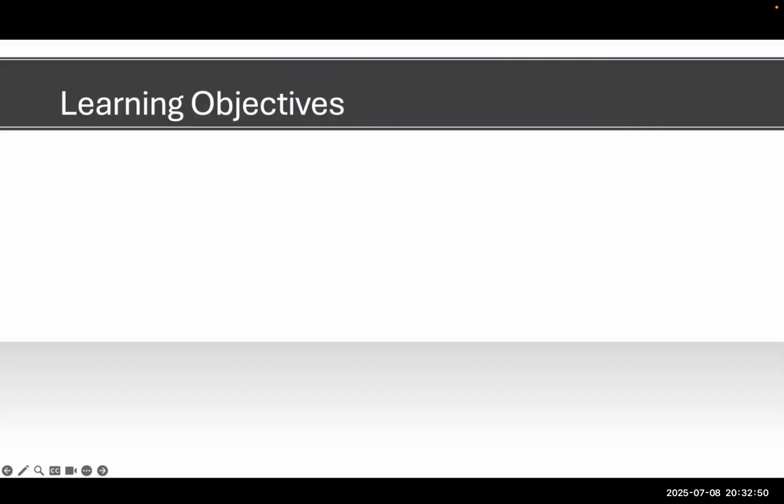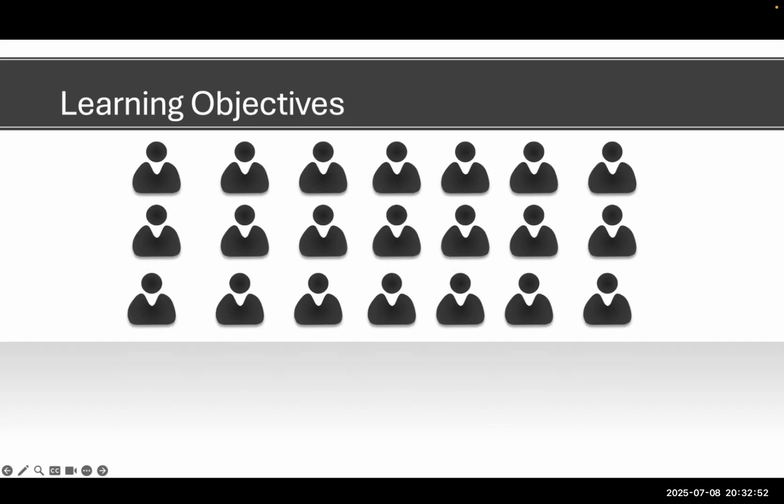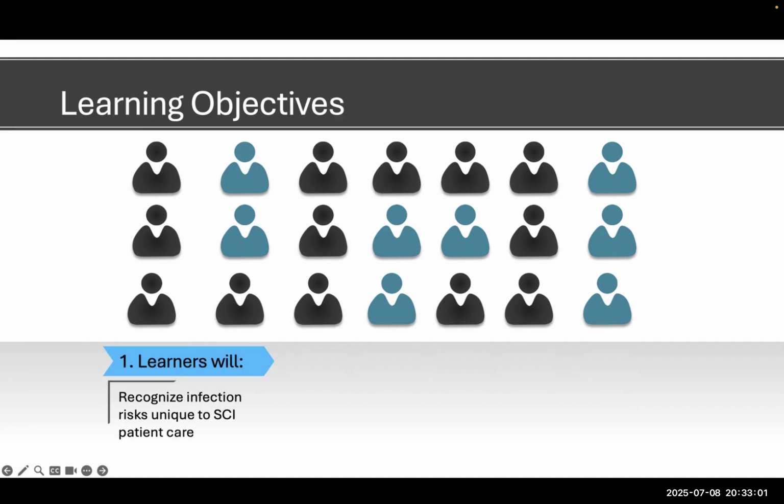By the end of this presentation, learners will be able to achieve 3 essential objectives that directly impact patient safety in the SCI setting. First, learners will recognize infection risks specific to SCI patients, such as those related to catheter use, immobility, and pressure injuries. This knowledge supports proactive clinical assessments.